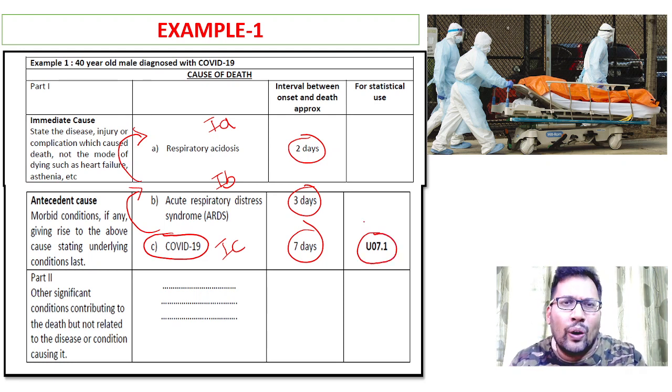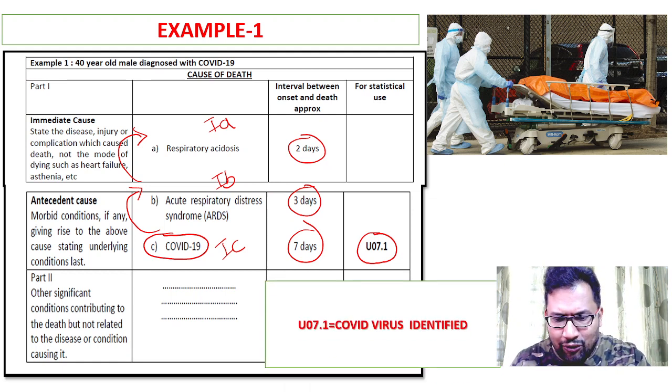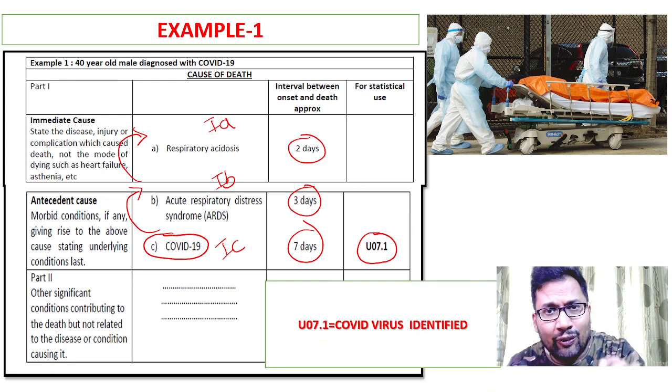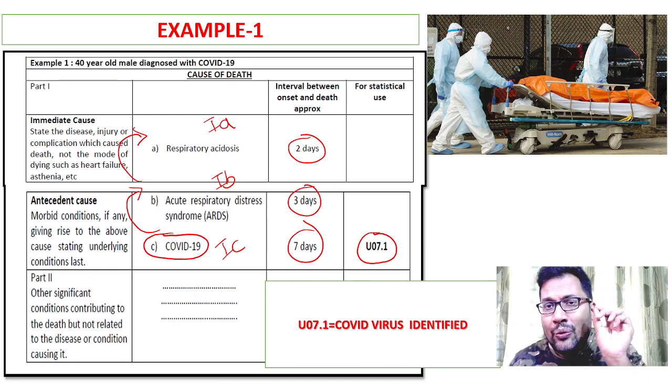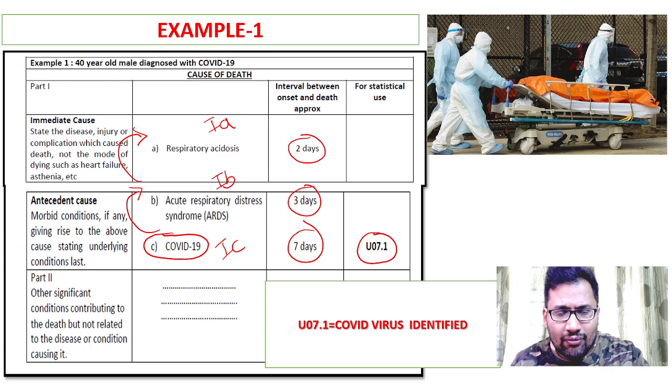And you can also see one more, U07.1. What is that? U07.1 is an ICD code, International Classification of Diseases code. For patients where the COVID virus is identified, it comes under the U07.1 ICD code. Simple example we discussed, the first one.